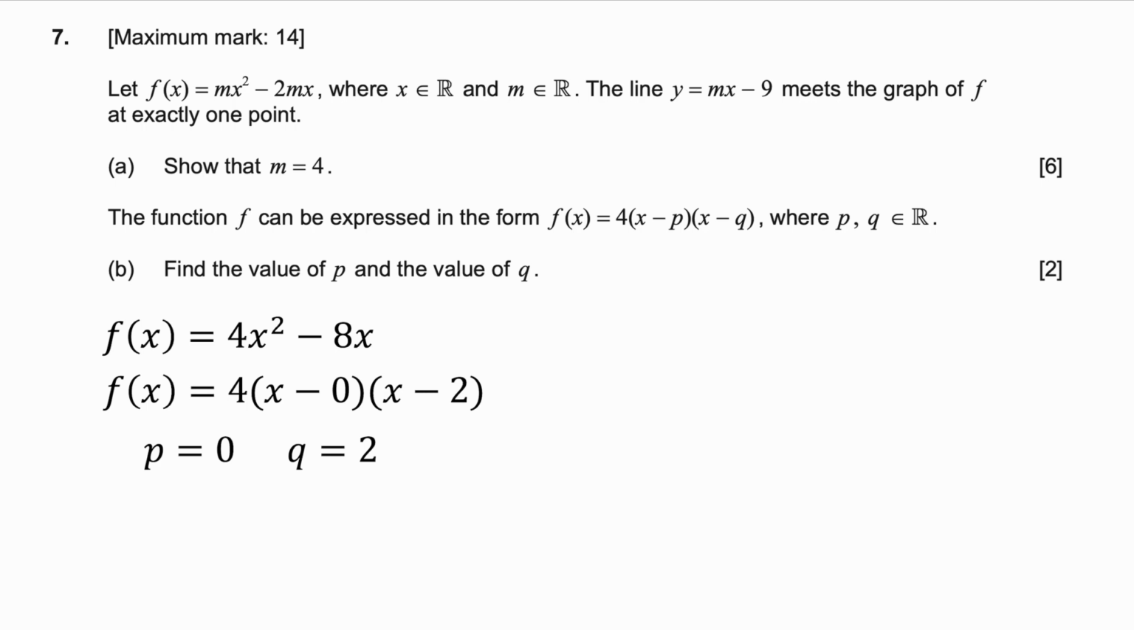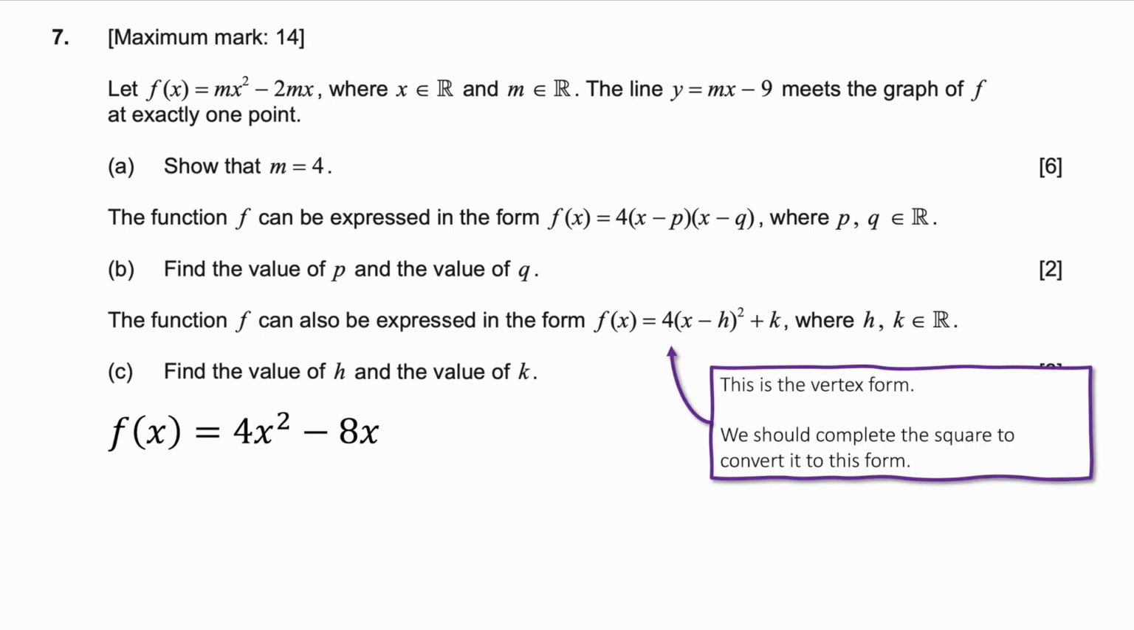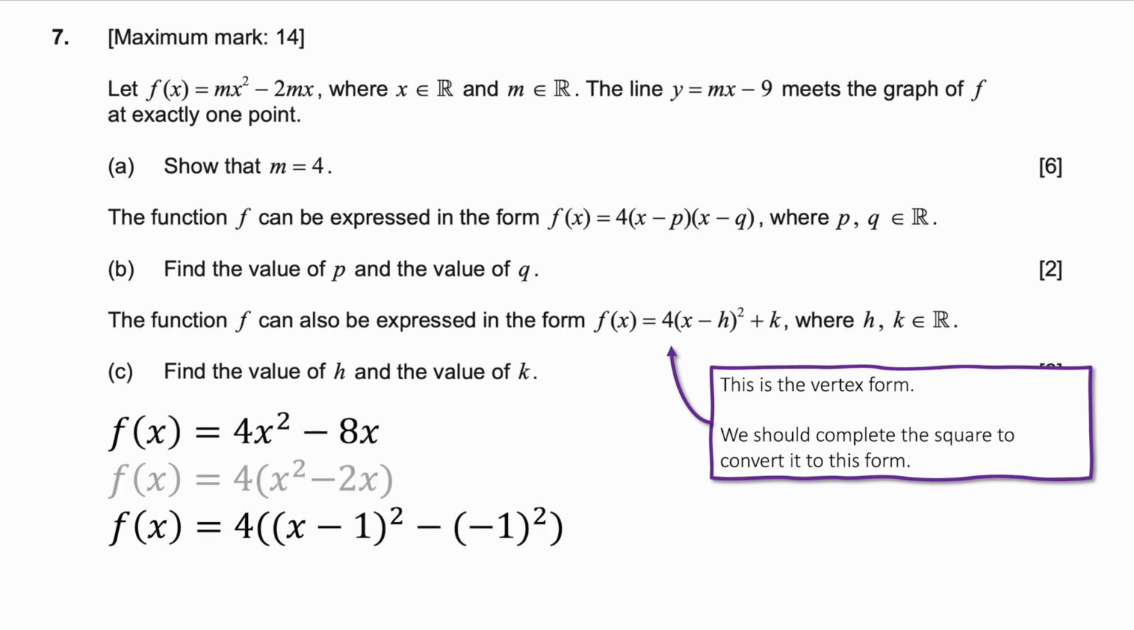Good. Let's keep going. We need to now find f of x in the form 4 times x minus h squared plus k. And this is vertex form, so we're going to need to complete the square. So we start with the function 4x squared minus 8x, and we factorize the 4 out. Then we complete the square as we normally do. If you can't remember how to complete the square, I have a video on that, and I will link it at the top of this video on a card.